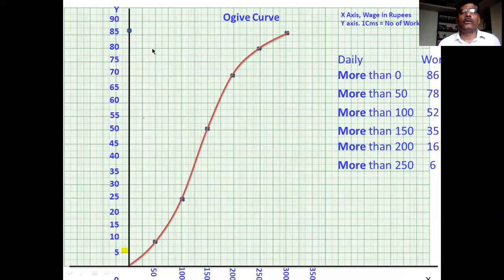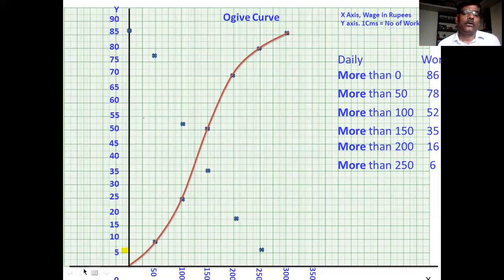Then the next value is 78. 78 comes here. Then the third value is 52. 52 comes here. Next, 35 comes here. Next is 16. You see the graph and you put 16 here. Then 6, at 250, comes here. This is the more than frequencies.